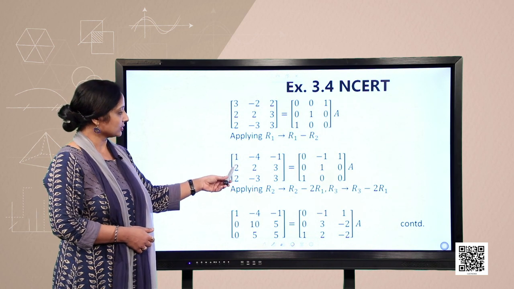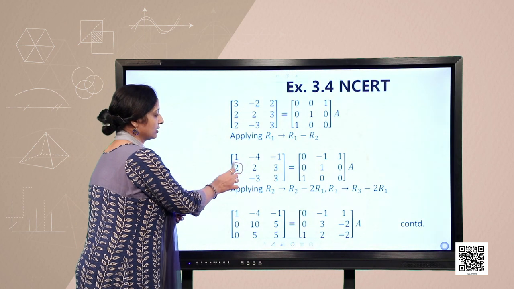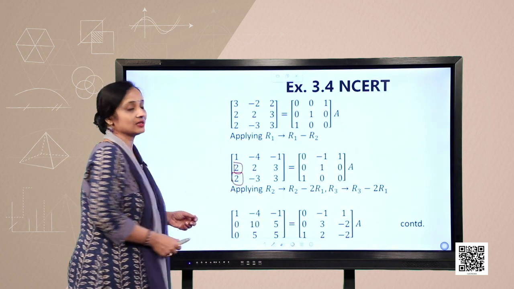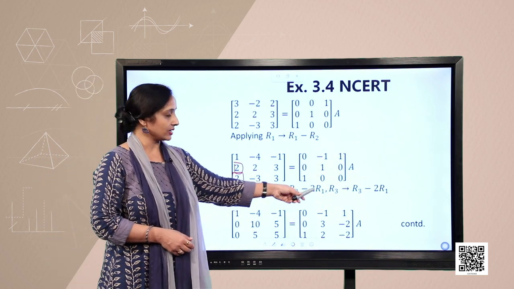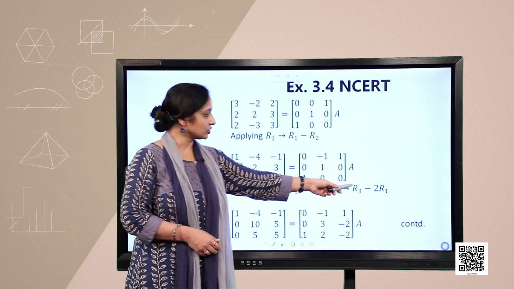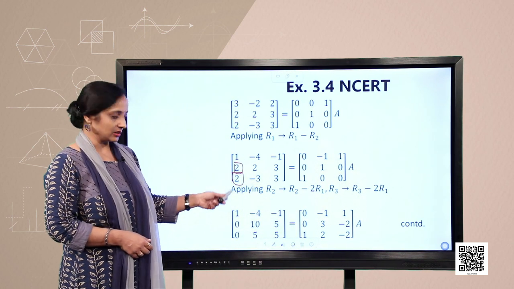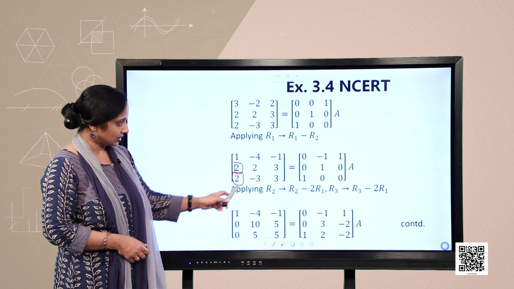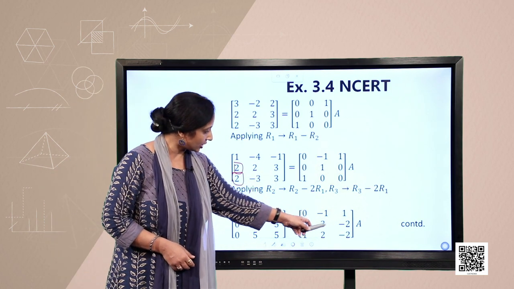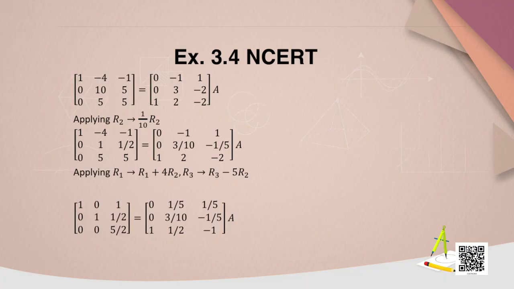The next step involves that you have to make these two elements, A21 and A31, as 0. For that, what you have to do: R2 changes to R2 minus 2R1, R3 changes to R3 minus 2R1. You have to focus on these two elements only. By applying these operations, you are getting these elements 0, and accordingly, you are going to change R2 and R3 here. Let's move further. That is a previous step.